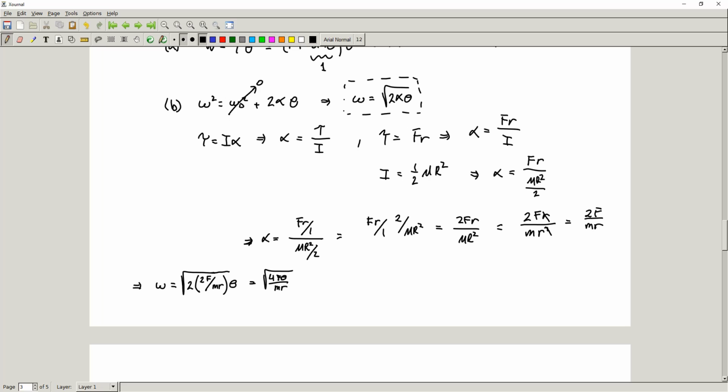Okay, and at this point we just have to substitute in numbers. We know what F is, 200 newtons. We know that theta is 1 radian. We know that the mass is 85 kilograms. We know that the radius is 0.32 meters. So if we substitute those in, we end up with 4 times 200 times 1 over 85 times 0.32, all under the square root. If you do that calculation, you're going to find that omega is equal to 5.42 radians per second. That's our answer for part B.